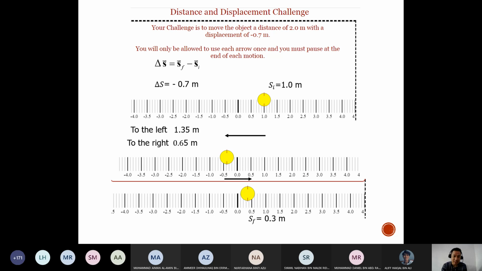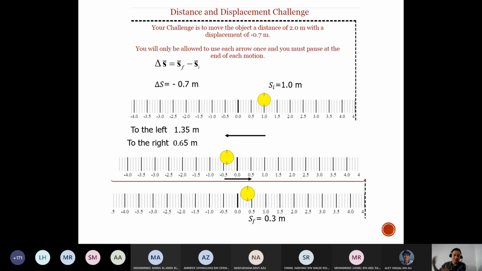So s initial is 1, which has been given from that challenge, and then delta s has been given because negative 0.7 meter is delta s, because it's the displacement. So that's why you have delta s is negative 0.7, and then you have s initial is 1 meter, so you can have the s final. So in my case, s final is 0.3. Okay, 0.3. So this is the displacement. When we have 0.3 minus 1, you have negative 0.7.